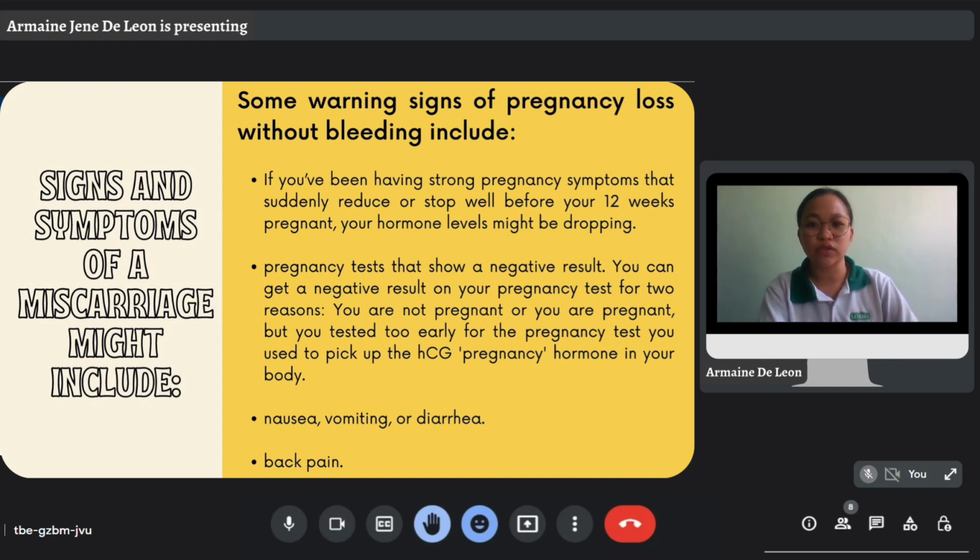You can get a negative result on your pregnancy test for 2 reasons. One is you are not pregnant, or you are pregnant, but you tested too early for the pregnancy test you used to pick up the HCG pregnancy hormone in your body. Next is the nausea, vomiting, or diarrhea, and also included here is the back pain.